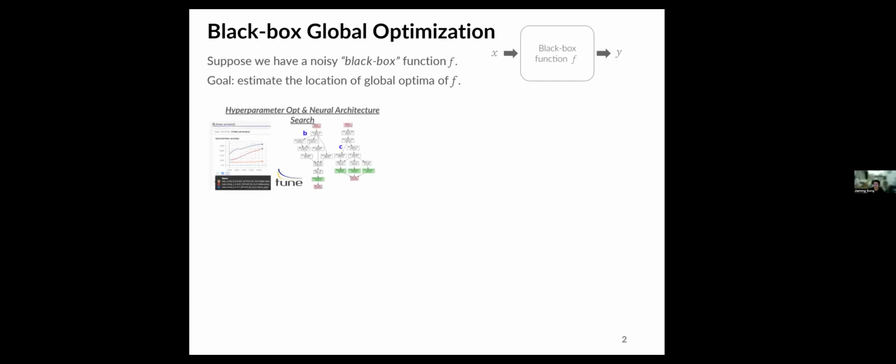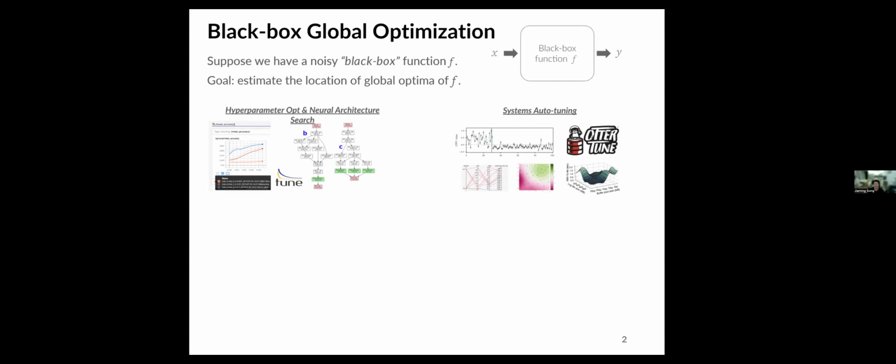And this has various useful applications. For example, you can use this to do hyperparameter optimization or neural architecture search, where the input x is the configuration of the hyperparameters, and the y would be some sort of error metric of your neural network, and you want to try to get it as low as possible. And this is also related to tuning of certain systems to get, for example, your CPU balance to be well balanced.